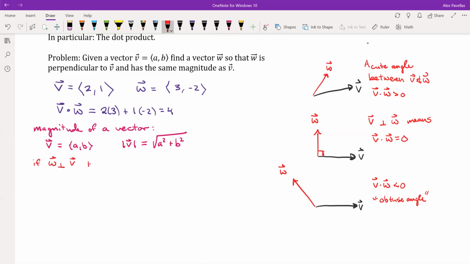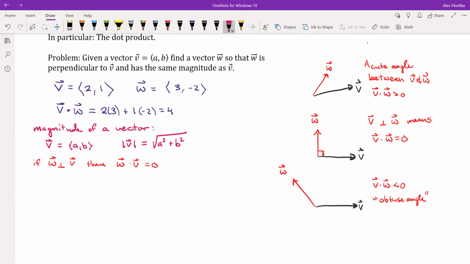So now if W is perpendicular to V, then that means that the dot product of W and V is equal to 0. So we just have to figure out a vector that, if I dot it with V, I get 0, and also it has the same magnitude as V. Okay, so that's what this problem is, and we'll see when we get to our derivatives of sine and cosine why this is important.